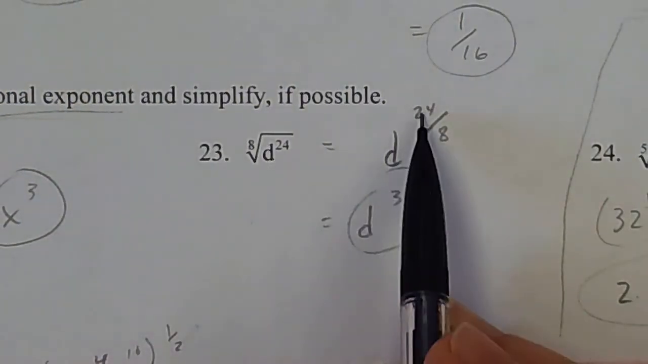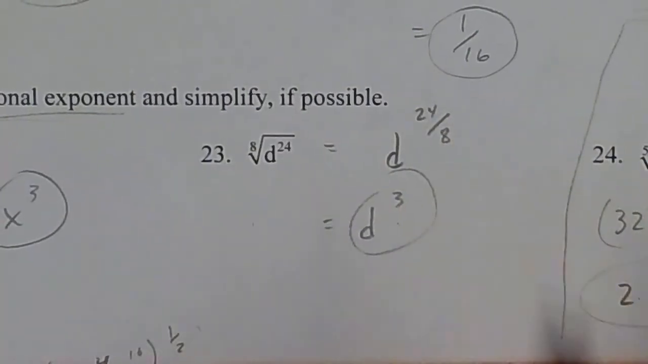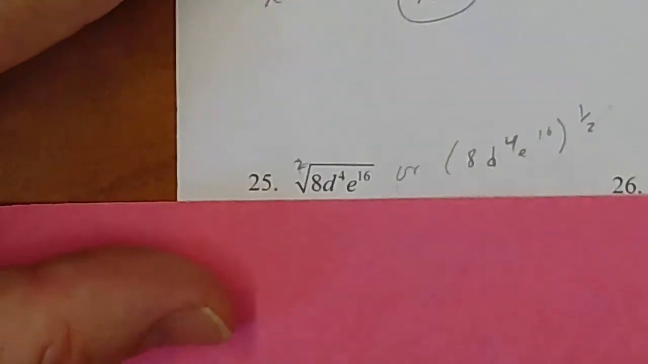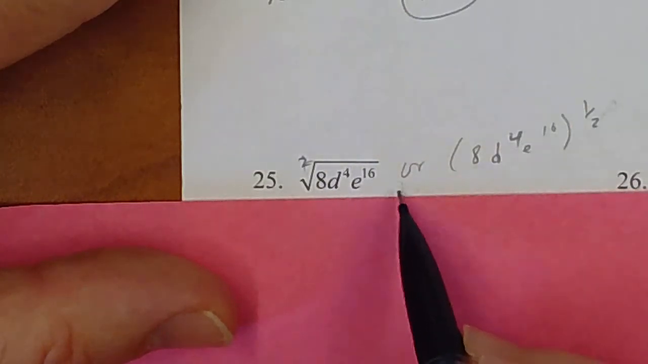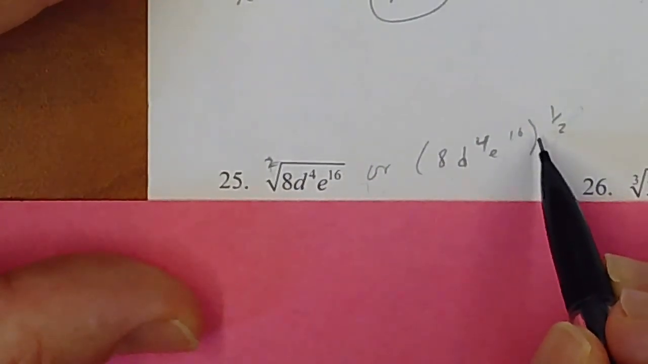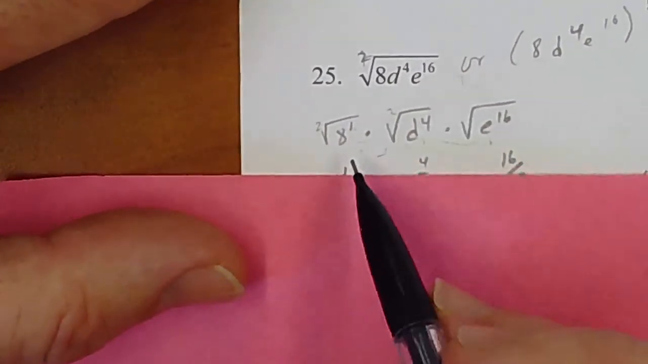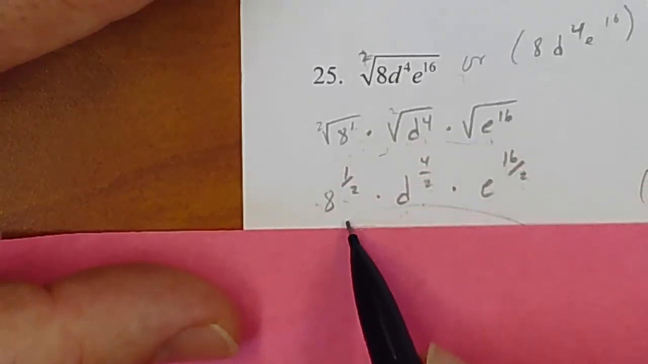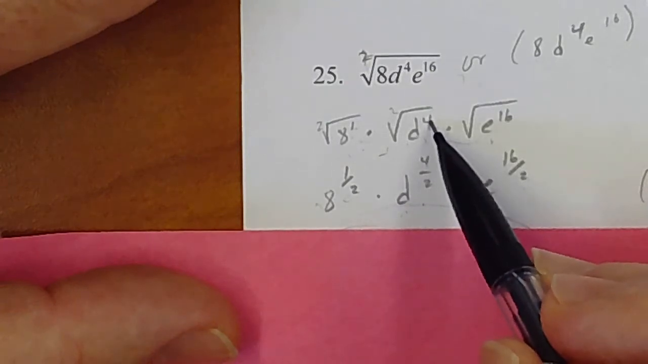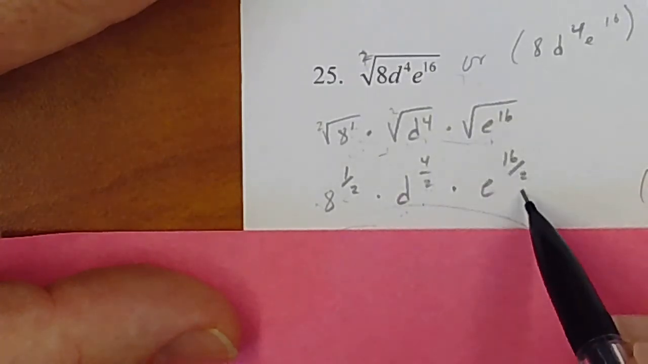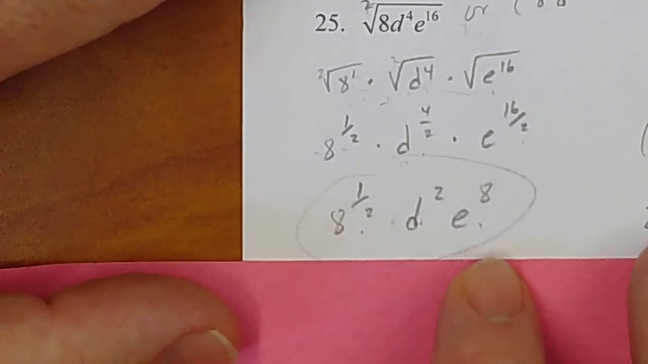23, 24 over 8, so d to the 3rd. 25, multiple ones again. You could do it this way too. You could realize that this is just all square root and raise it all to the 1/2 power and then do power to power. That's one way to do it. Or we can break it down piece by piece and do it this way. So I got the square root of 8. It doesn't have a perfect square root, so you might just want to leave it as 8 to the 1/2. All right, here I got 4 over 2 and 16 over 2. So there's the final answer.